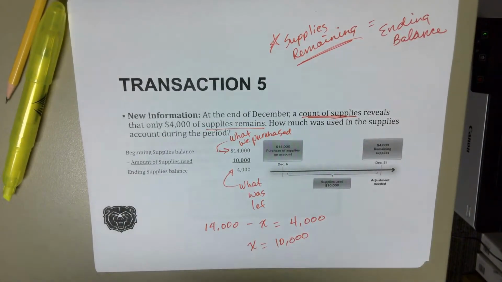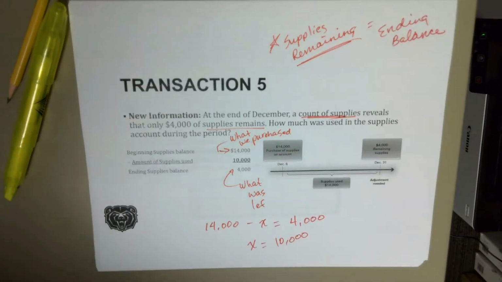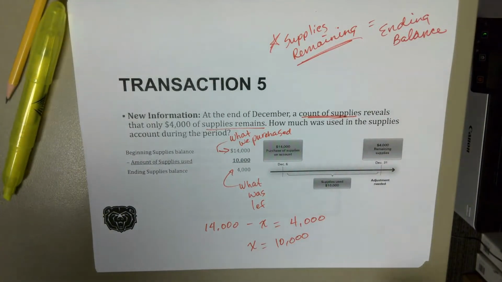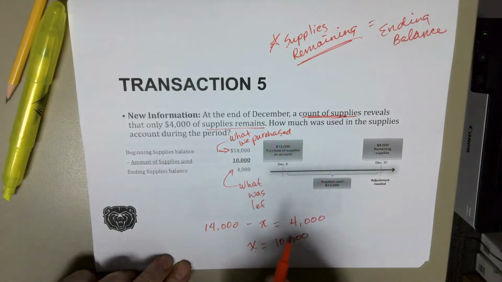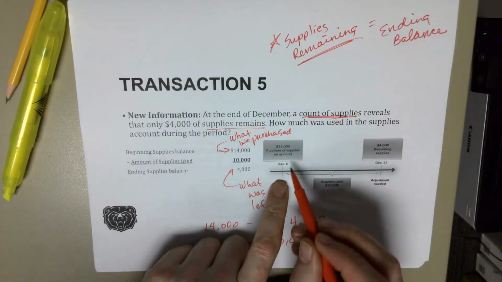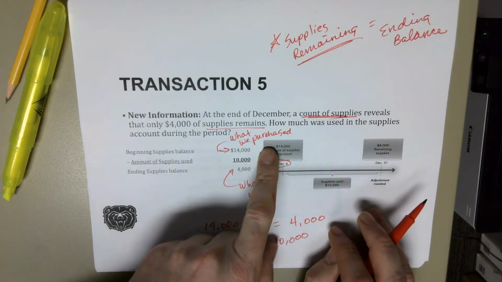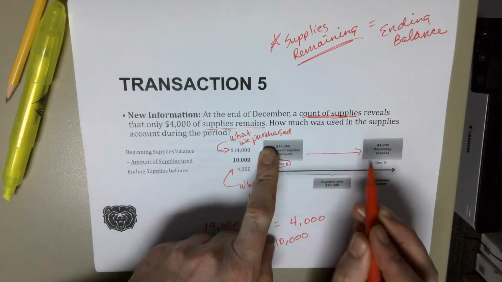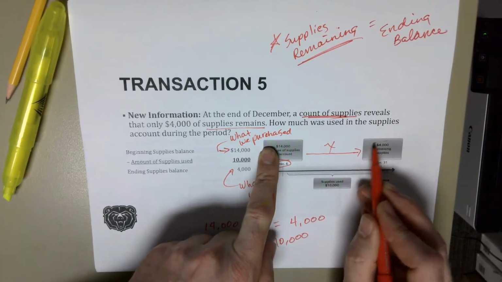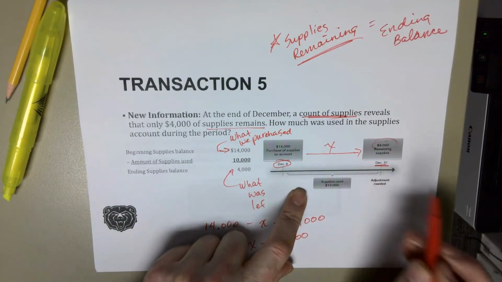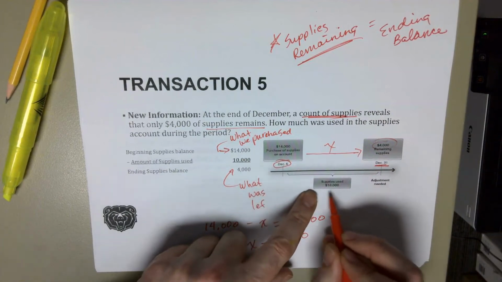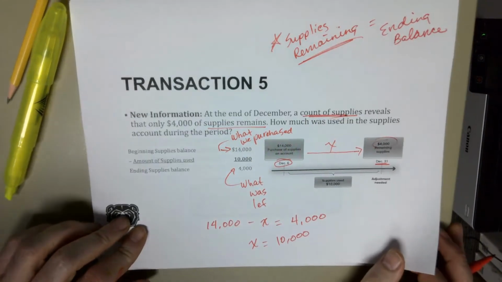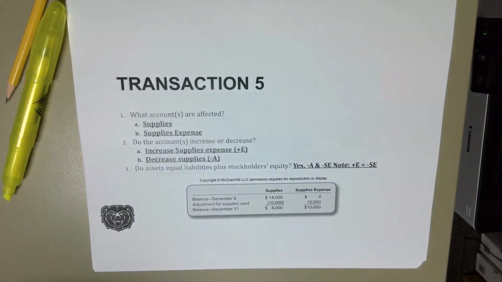I don't think I need to go through the steps to solve a single variable simple equation like that, but if you do need help with that, please contact me or one of the GAs and we will show you how to do that. But you get your $10,000. So what the timeline is saying is on December 6th, when we made that purchase, we had $14,000 of supplies. Throughout the month, we used X amount of that supply, and we have $4,000 left on December 31st. How much did we use? $10,000.